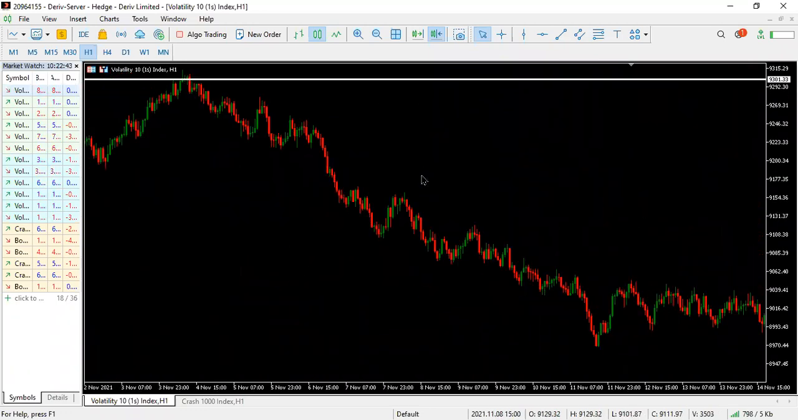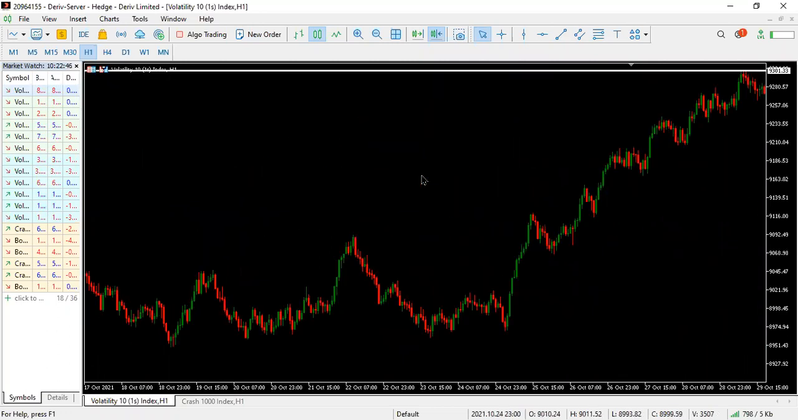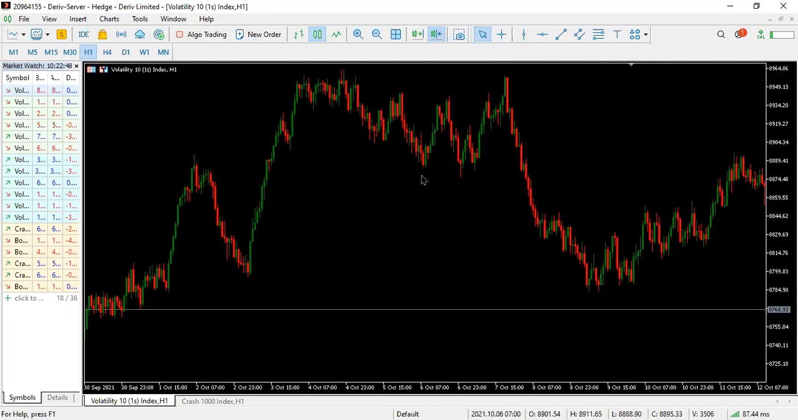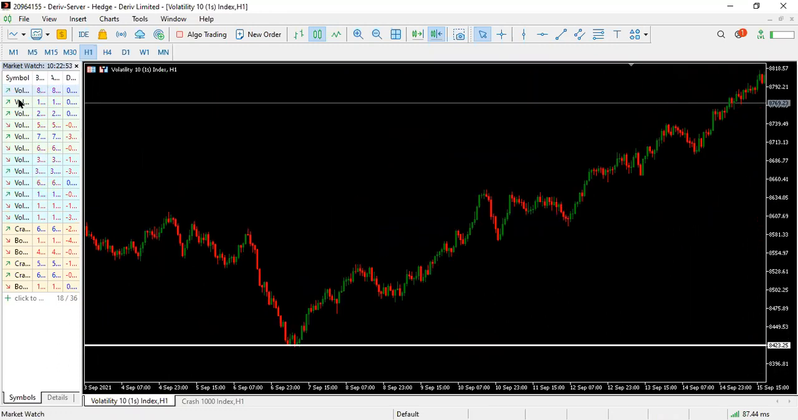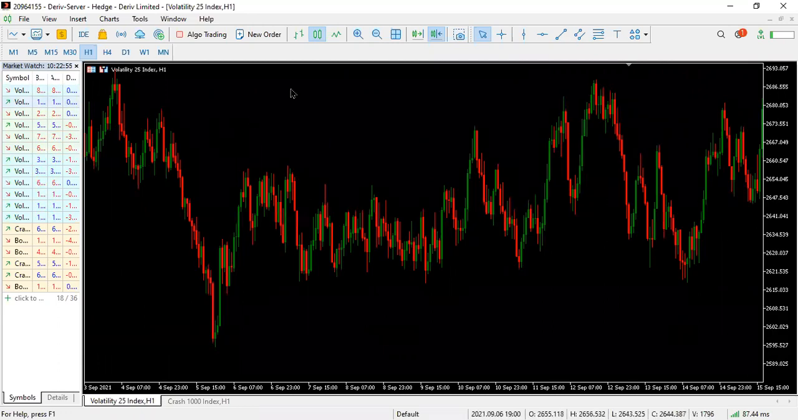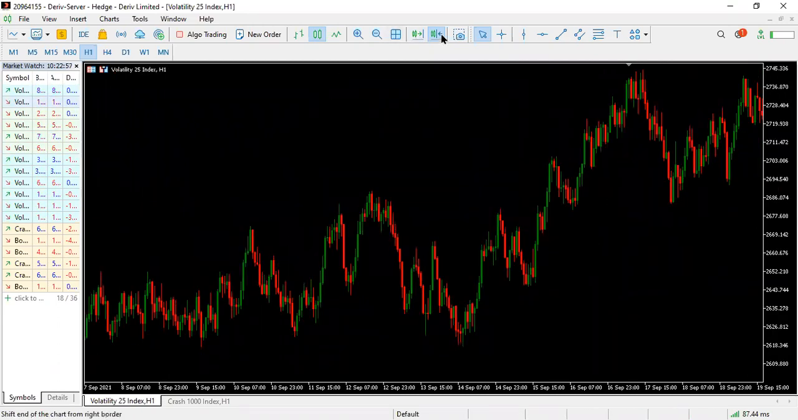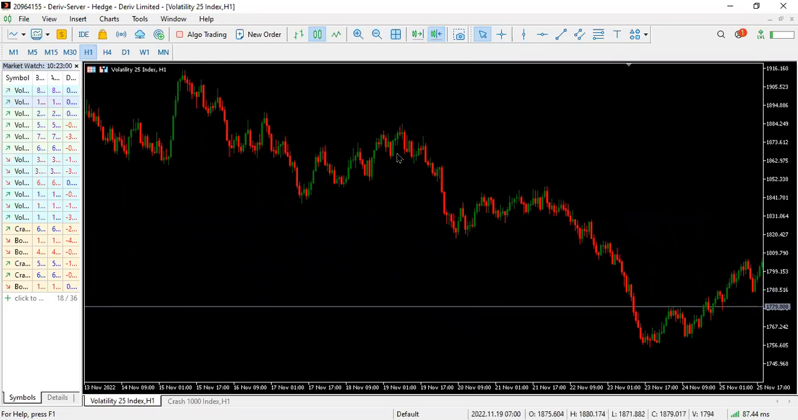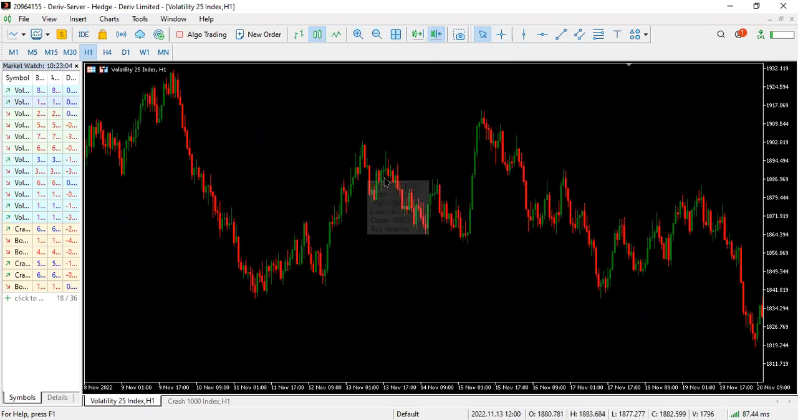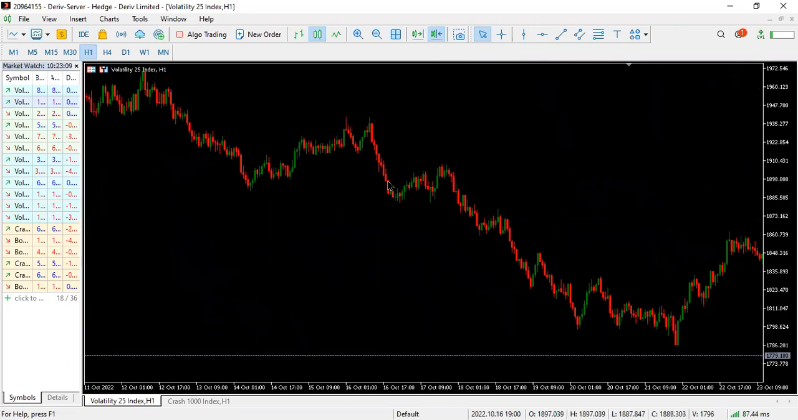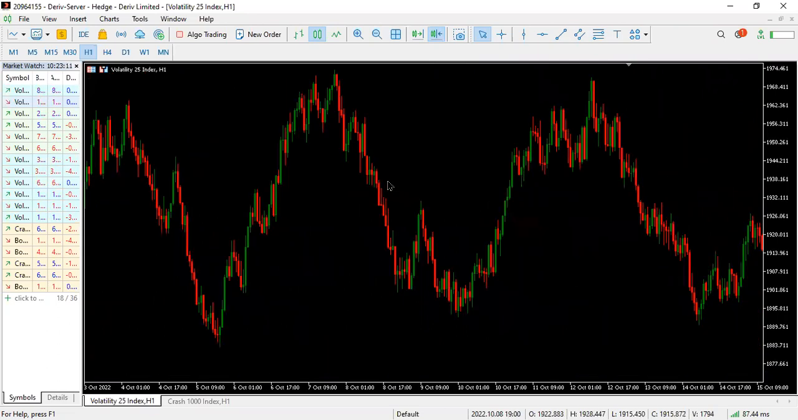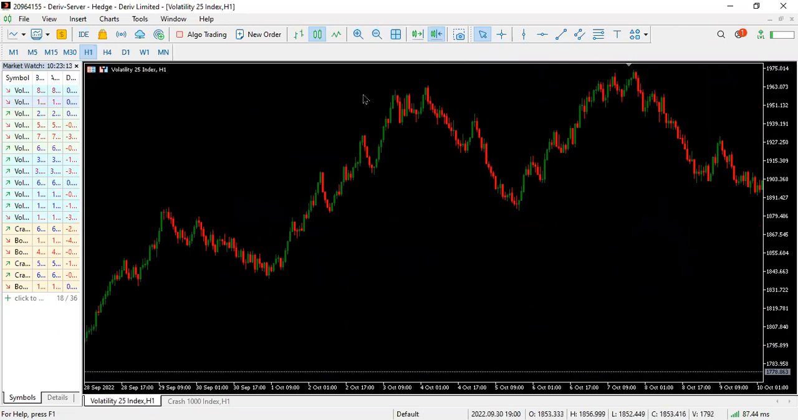I don't see more opportunities here. I think I have to change this pair and look for another one. Let's check another volatility pair. Okay, this one looks accurate.